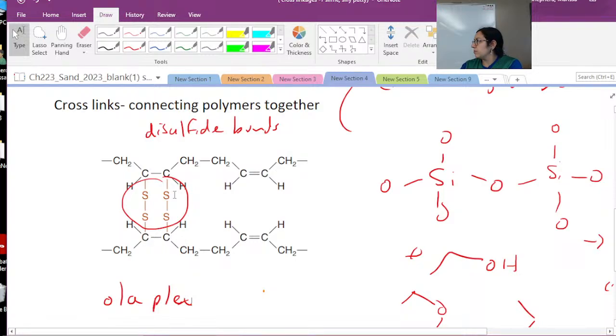So what polymer is that? Would that be like keratin? Probably, I actually don't know, but I assume. Maybe that's what hair is made out of, right?